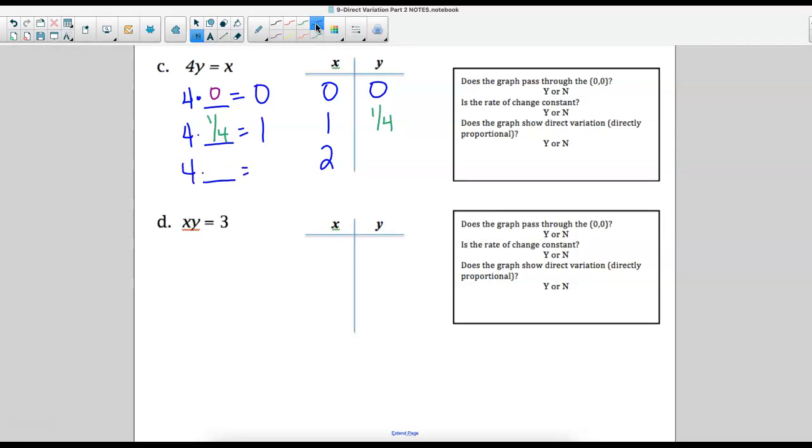4 times what equals 2? How much of 4 is 2? Half of it, right? Half of 4 is 2. So we'd have to multiply by 1/2.